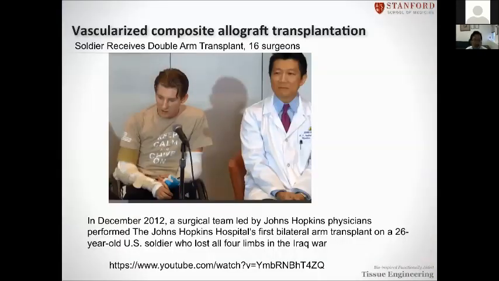Does anyone know about this image or photo? From this photo, we can see one patient and one surgeon. This is a soldier who lost four limbs in the Iraq war, and the professor at Johns Hopkins helped him restore his two limbs from two recently deceased people. This was huge news in regenerative medicine. The surgeon actually restored his hand function after the operations.